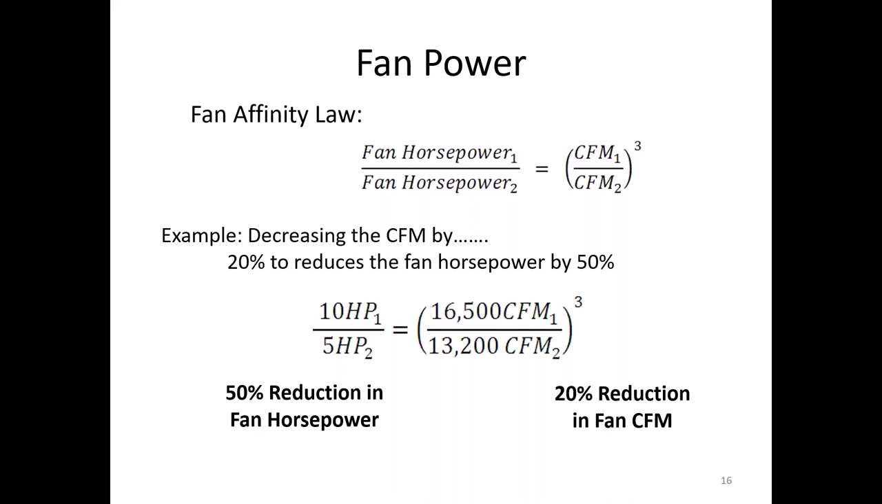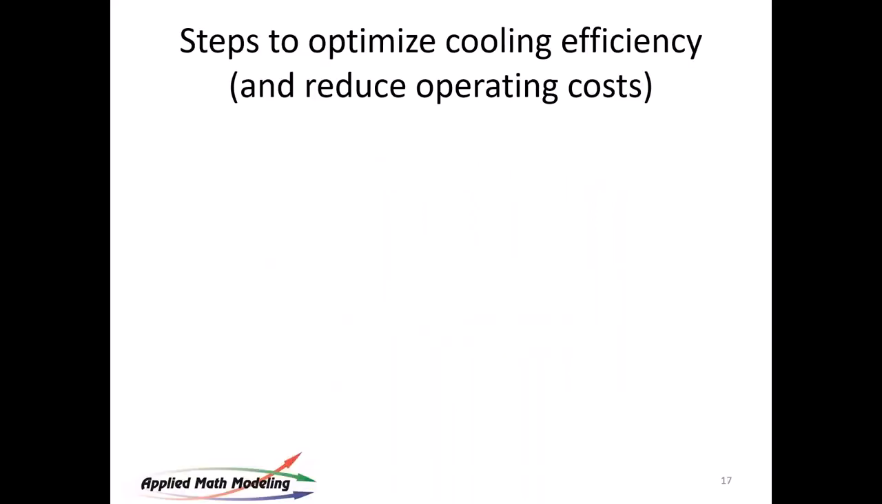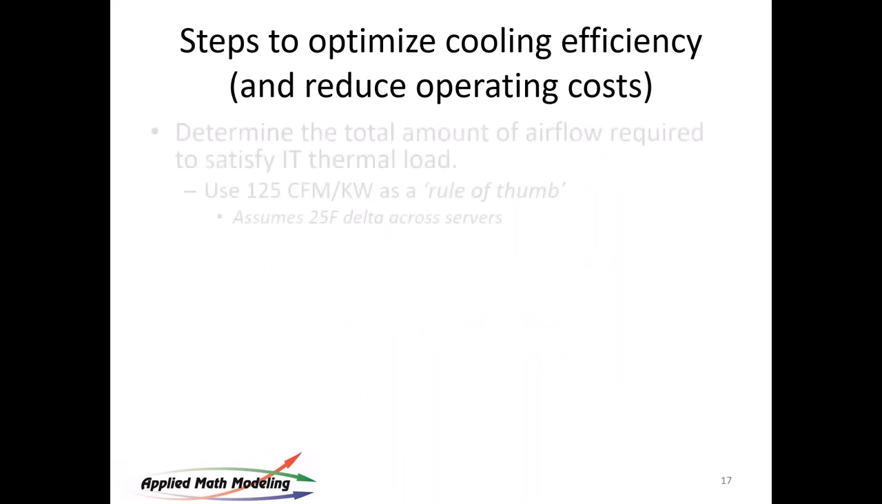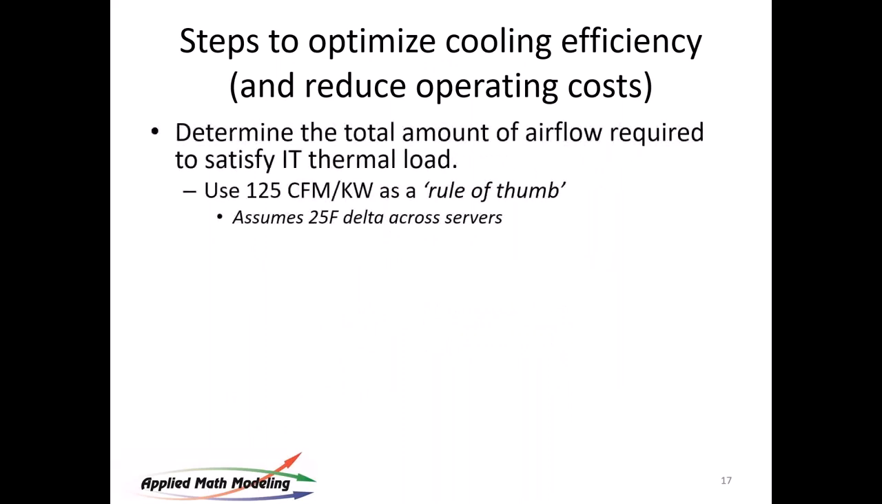Now, the steps we're going to take to optimize this data center are, first, determine how much air we need. A fairly good rule of thumb is 125 CFM per kW. This number has been coming down in recent years. You've seen Magnus as well. Yeah. It used to be, if you remember, 156 was always the number we used.